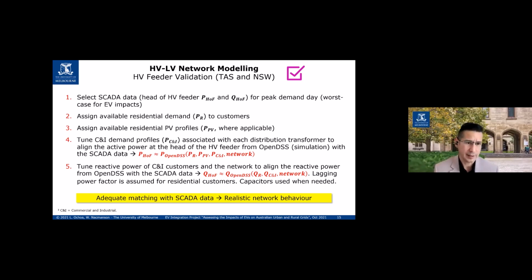Then we allocated PV profiles for those customers that have PV as well, New South Wales in particular. And then we started tuning the demand profiles of C&I customers, which are commercial and industrial, to try to match what is being seen at the head of the feeder. So we were running the models in OpenDSS and power flows, trying to match what the SCADA data was telling us. And we did a similar process with reactive power, although with reactive power we needed to assume a few things with the residential customers. But that is the process.